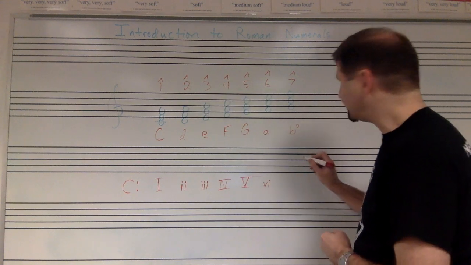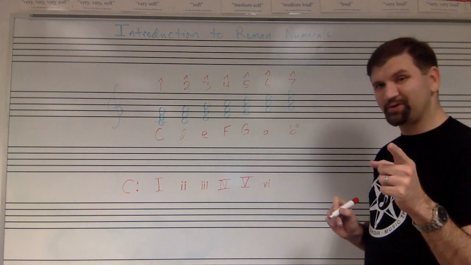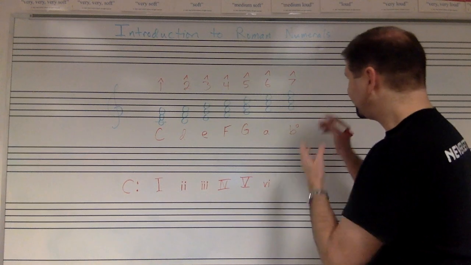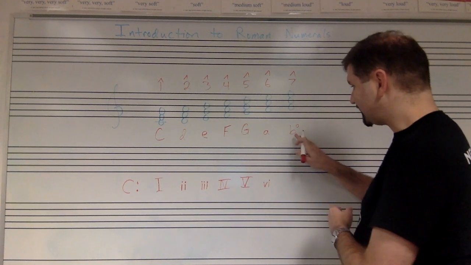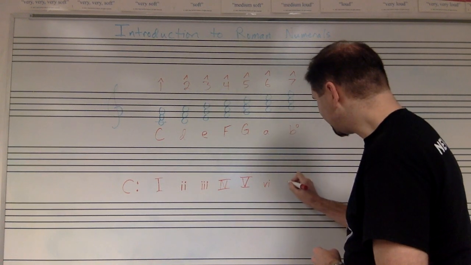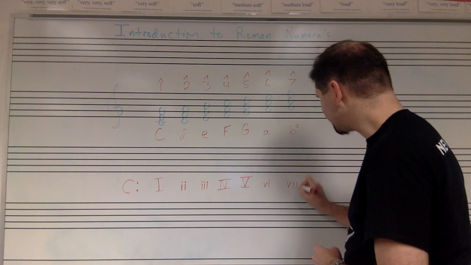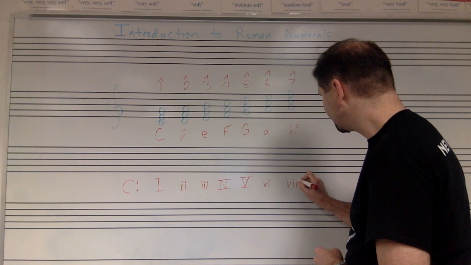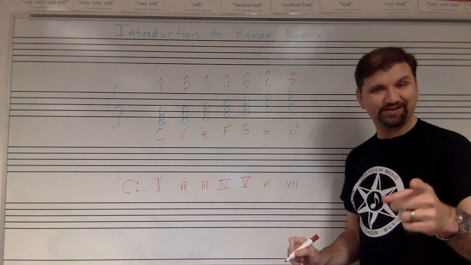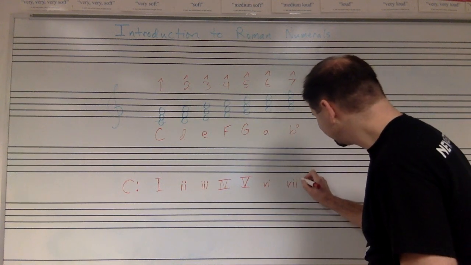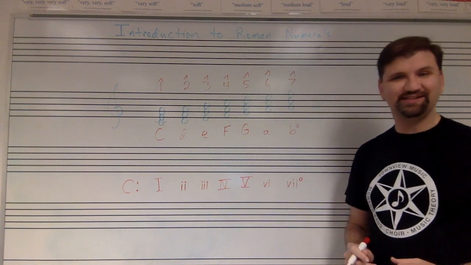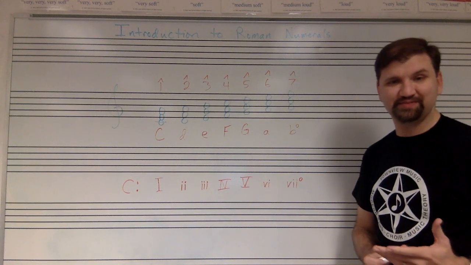Now, for this one here, can you guess what we're going to do? We've got 7, and it's diminished. We write lowercase v, lowercase i, lowercase i. But that would be 7 minor, so what do we do? Diminished sign, just like we learned with the letter names.